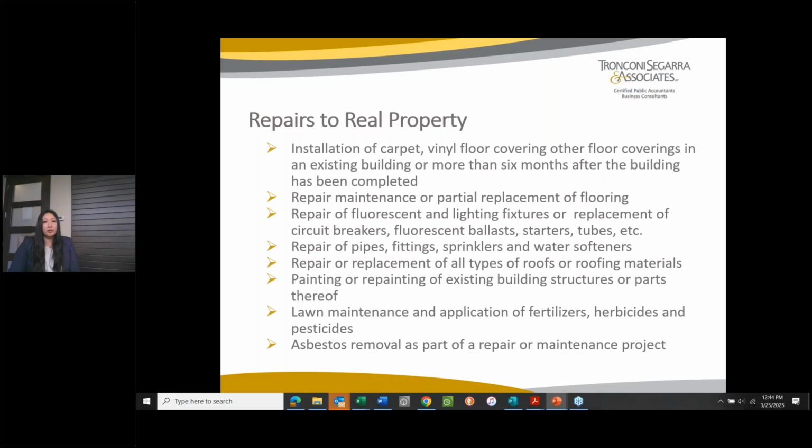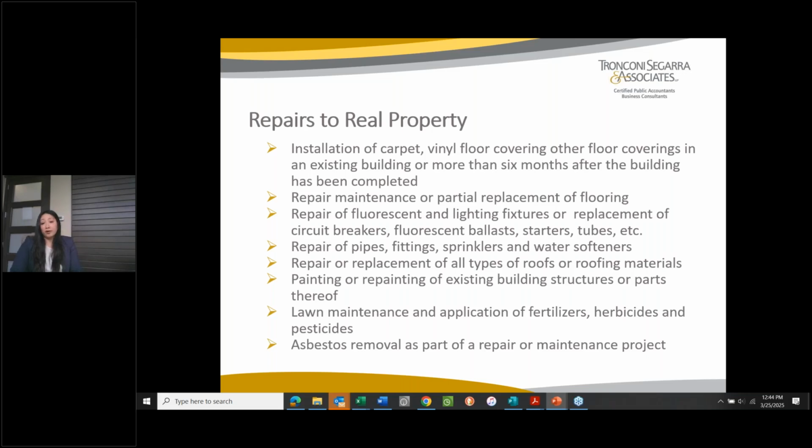So here are some examples of what are considered repairs to real property. This would be taxable work. So we've got installation of carpet, vinyl floor covering, and this is something that Tom had touched on earlier. Carpeting and flooring can be a little bit weird. For it to qualify as capital improvement, it would have to be the initial floor covering in the building. If it's been more than 6 months after the building has been completed, then the installation of those items would not qualify as capital improvements, and they would be taxable repairs.